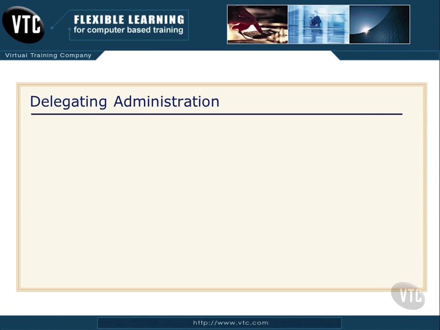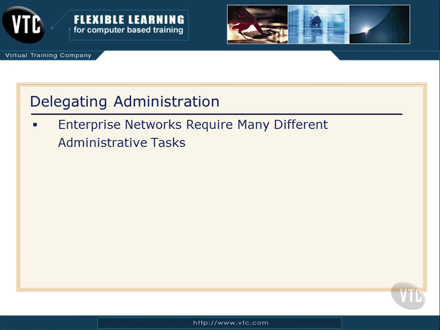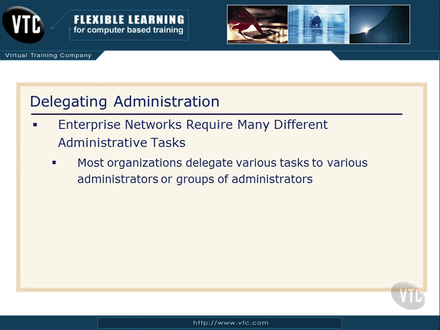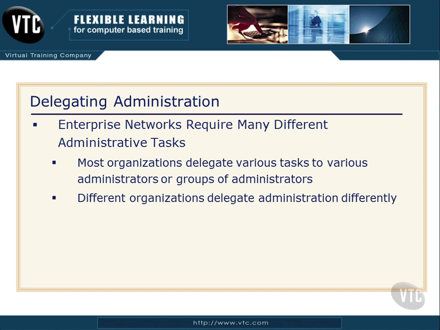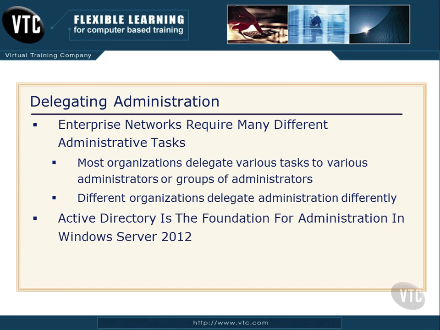Now, once you get your servers set up and you start to get your network in place, one of the first things you're going to be concerned with at that point is delegating administration, because an enterprise network is going to require many different administrative tasks. Most organizations delegate various tasks to various administrators. Maybe they even have groups of administrators. It can get quite involved, and a lot of different companies do it very differently. So you'll just have to check and see what the culture is around your place there.